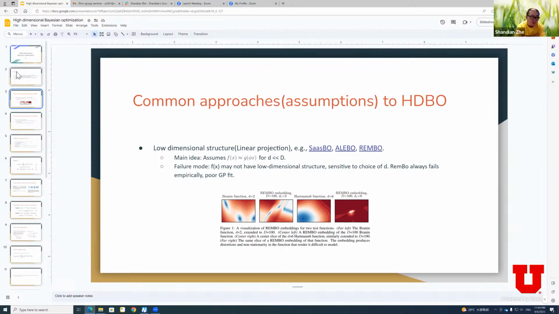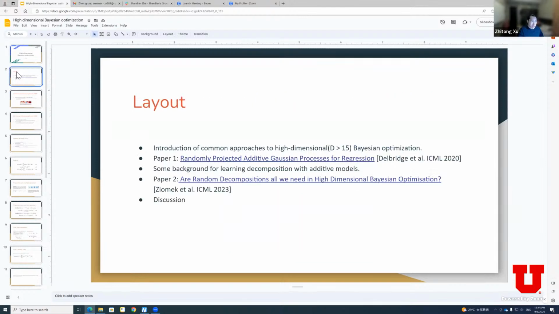Wait a second. You need to first introduce what is Bayesian optimization. Oh, why I mean, directly apply BO for high dimensional problems will fail. Oh, okay. So okay, so sorry about that.